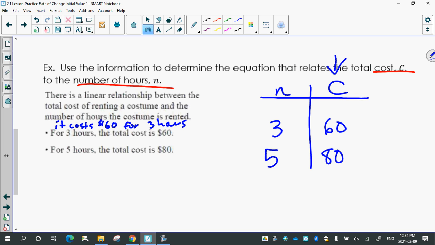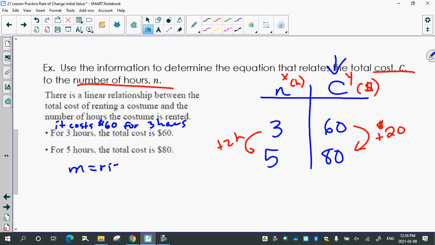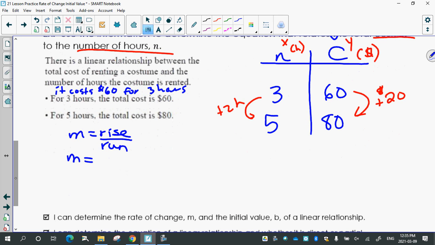Yep. So in this case, C would be acting as a Y, right? Yes. So this acts as my Y, and this is like my X. So you get from 60 to 80, I go up 20. What? Dollars. Because cost is in dollars. And from 3 to 5, I go up 2 hours, because this is hours. So then I can find my slope. So we want the equation. So we need slope, initial value, equation. So $20 for 2 hours is $10 per hour.